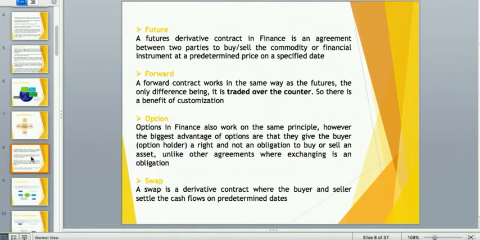And again, futures are very similar. There's an agreement between the parties to buy or sell the commodity at a predetermined price on a specific date. But all of this is happening with a regulator in between. It's a standardized sort of agreement. It's happening on an exchange. So this is more formal in that sense, and thus it's called a futures derivative contract.